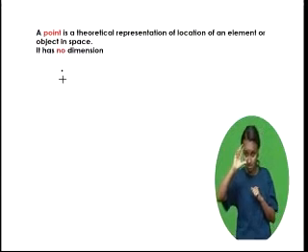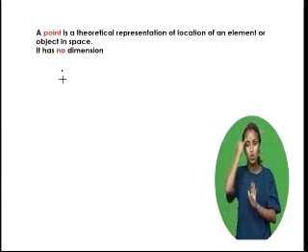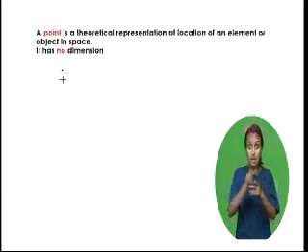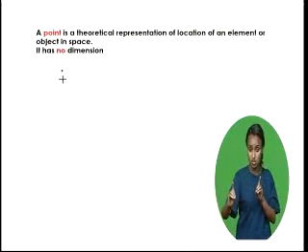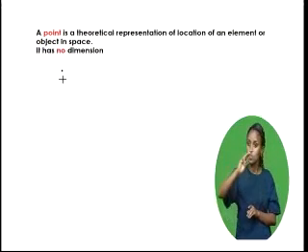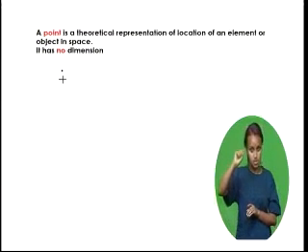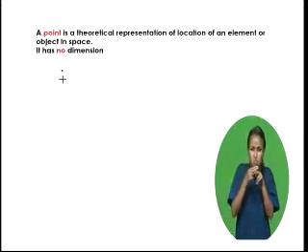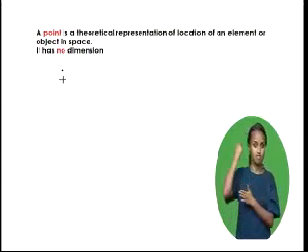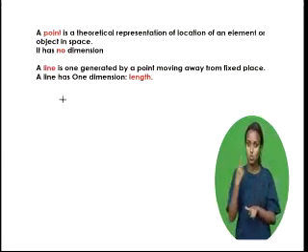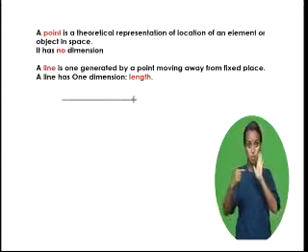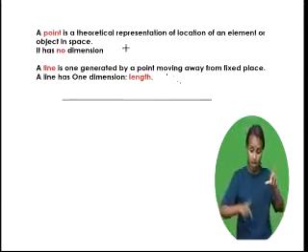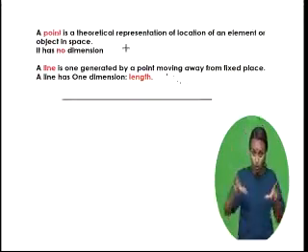A point is a theoretical representation of location of an element or object in space. It has no dimension, that is, height, width, and depth. On a drawing, we can locate a point with a small dot or a small cross as shown in the figure. A line is one generated by a point moving away from a fixed place. A line has location, direction, and length.